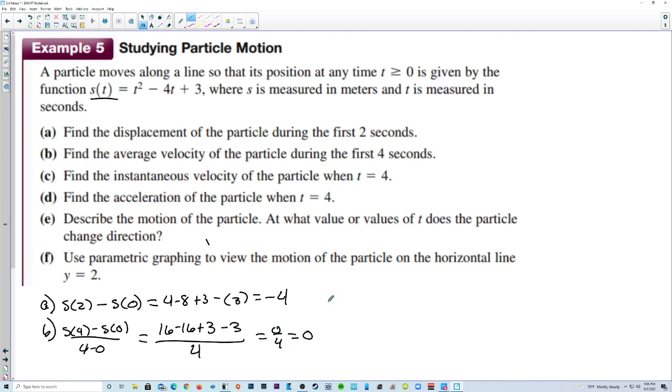And I guess we need some labels here. The first one is meters. This is velocity, average rate of change. So that's going to be meters per second.